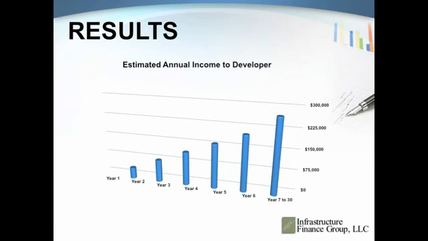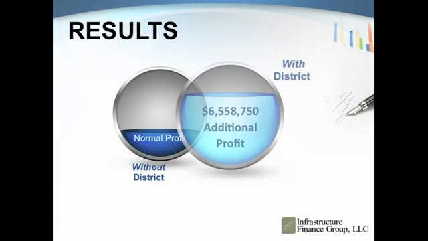This results in a revenue stream to the developer which grows to approximately $250,000 annually at full build-out, and over $6.5 million over the 30-year life of the district. And this assumes zero appreciation in the value of homes. With a 3% appreciation rate, the revenue will exceed $9 million over the life of the district.